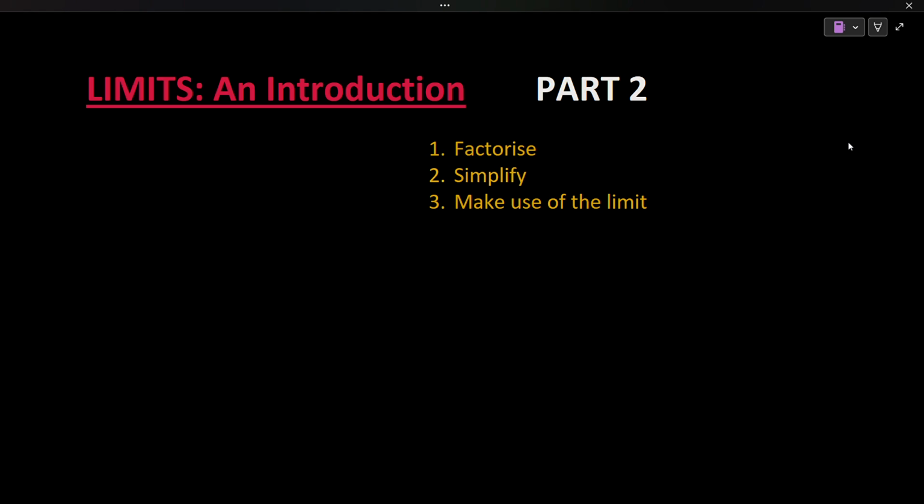So this is part 2 of an introduction to limits. It is a continuation of the previous video. Let's just recall the steps that we've learned in the previous video.